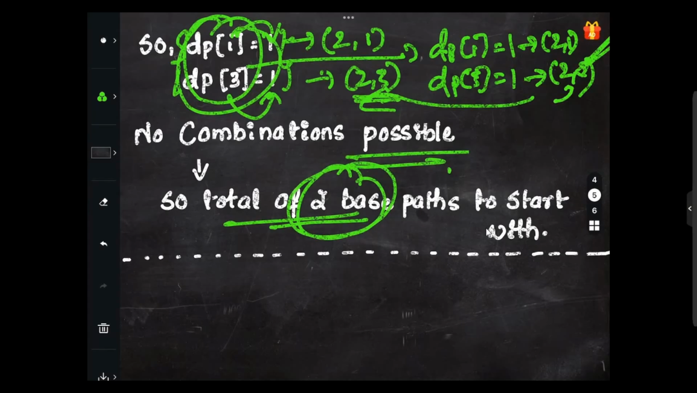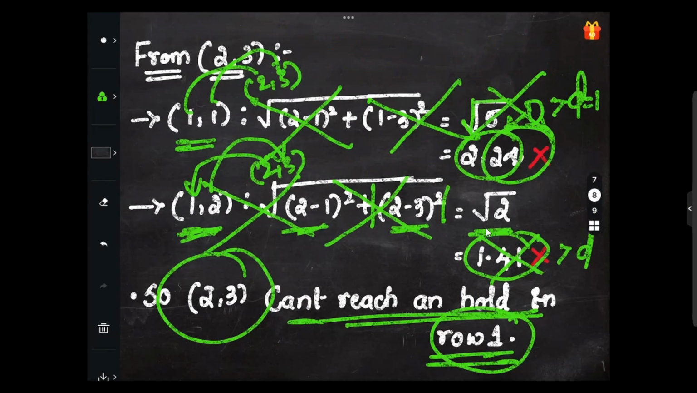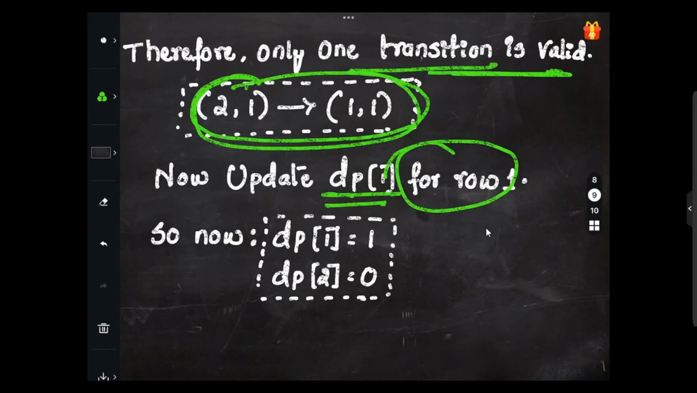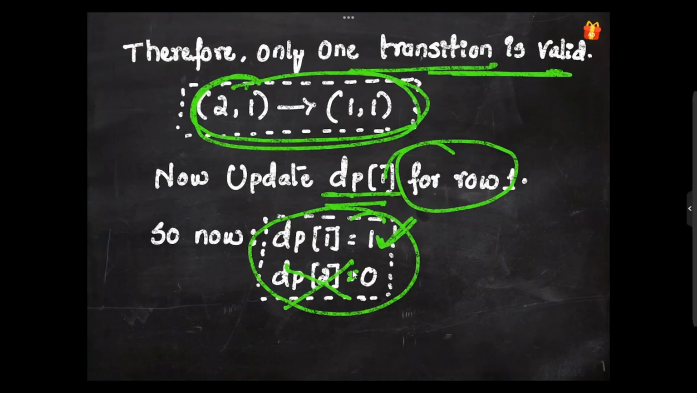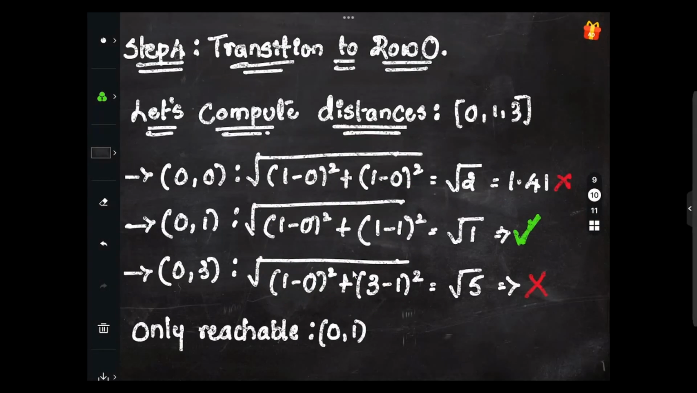Now here, dp of 1 equals 0. This one was not possible at all, so this will be equal to 0. Here we have one way, basically one transition that is valid, from 2 comma 1 to 1 comma 1. Right. So I hope this part is completely clear. Let's move on with the next step.